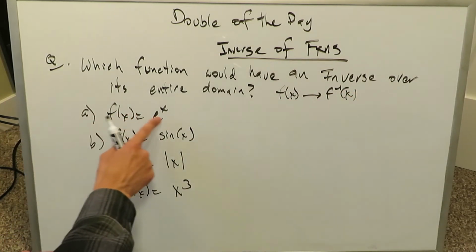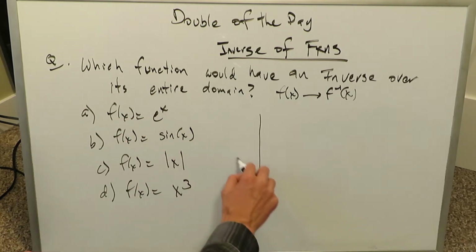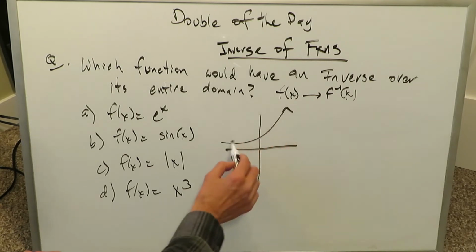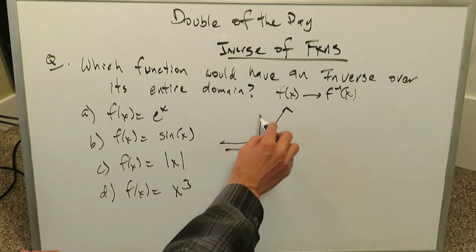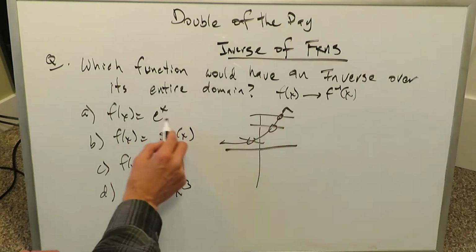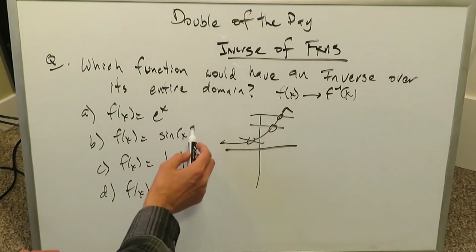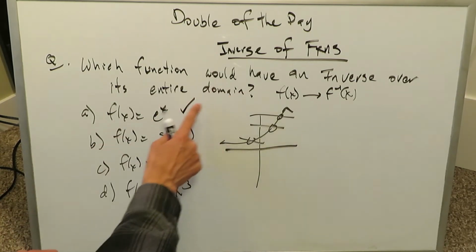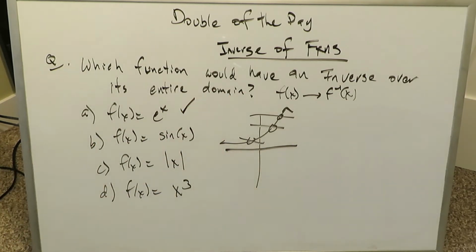Let's look here at e to the x. If you are good with graphing, or the various graphing forms, you know an exponential function looks something like this. If you were to draw a horizontal line through this, it'll always cross at one point. So this function succeeds the horizontal line test, and this would be one of those functions which would have an inverse over its entire domain.